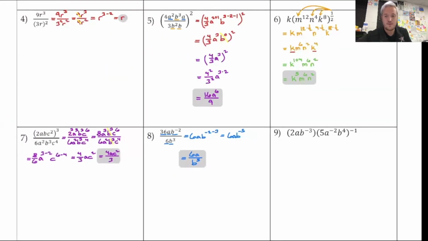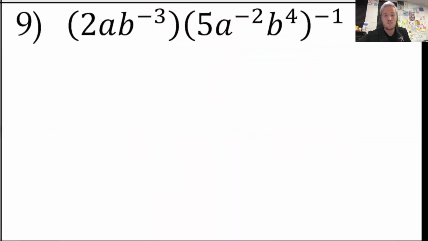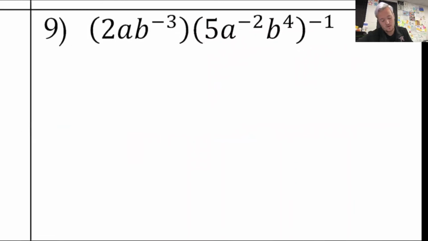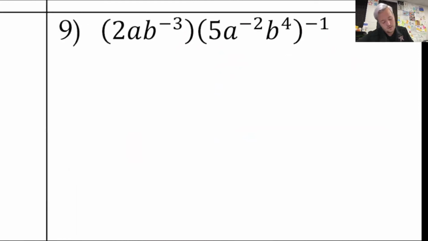All right. So looking at number 9. If you notice here, we have this negative 1 on the outside, which means we have to do our power rule first. Or what you can do, another option, is you can just move everything to the denominator for that one.